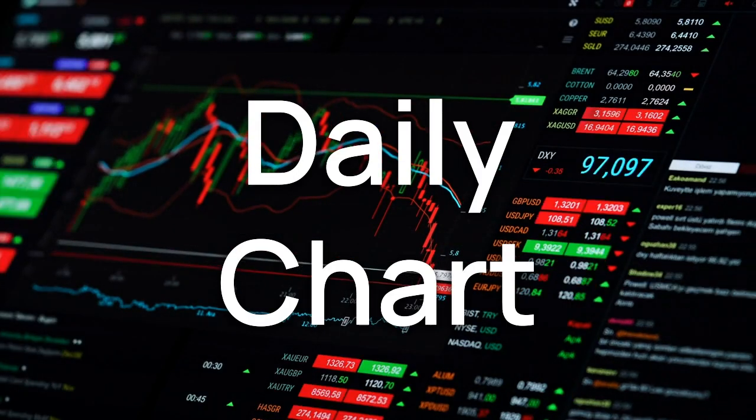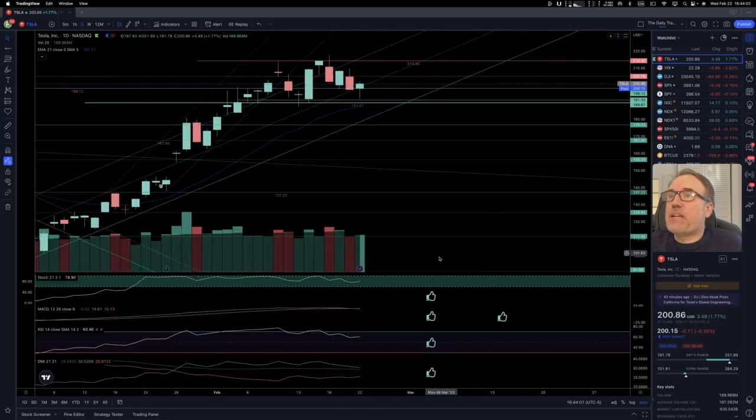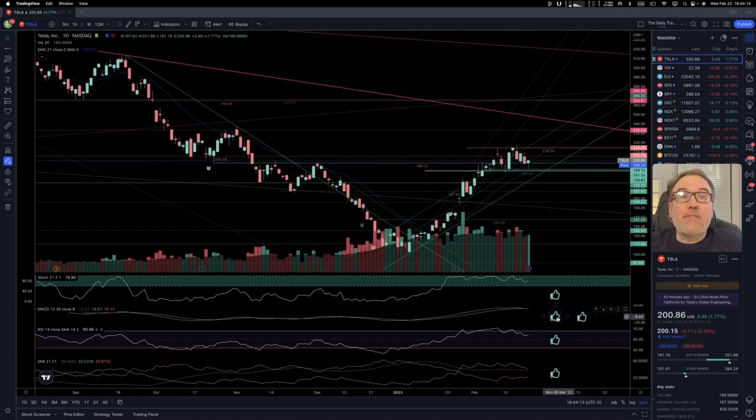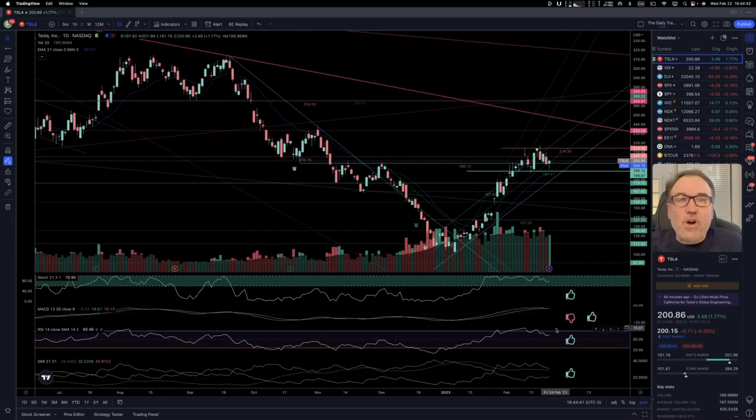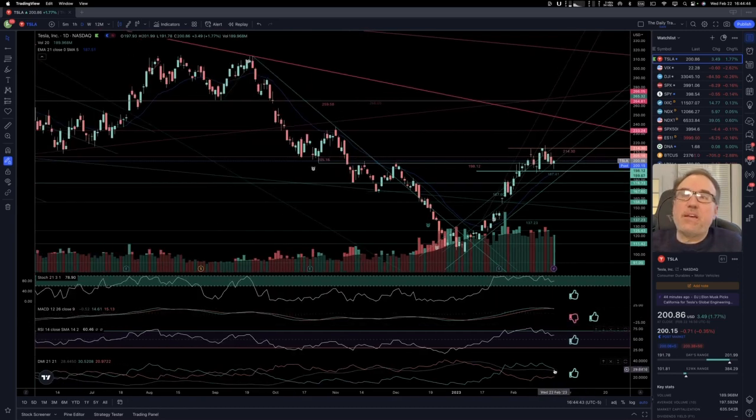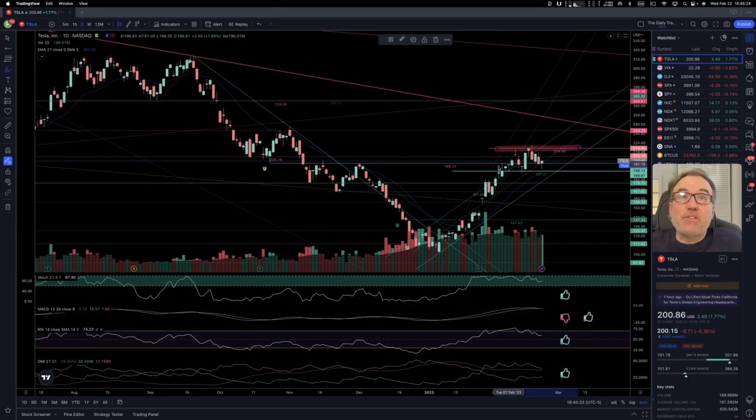Let's come back to the daily chart. So let's look at our indicators. Stochastic still at 78, so stochastic is still quite good. We have our MACD breakover bearish. In terms of RSI, we are still above 50, and the DMI is still very good. Not much has changed. We are still in this congestion zone.